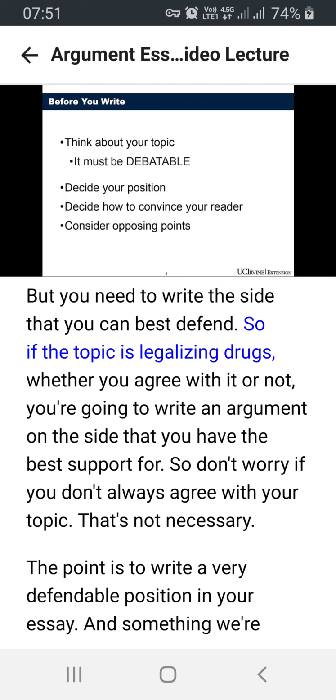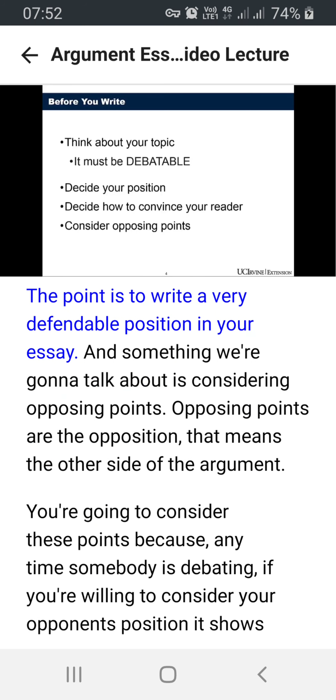So if the topic is legalizing drugs, whether you agree with it or not, you're going to write an argument on the side that you have the best support for. So don't worry if you don't always agree with your topic. That's not necessary. The point is to write a very defendable position in your essay.